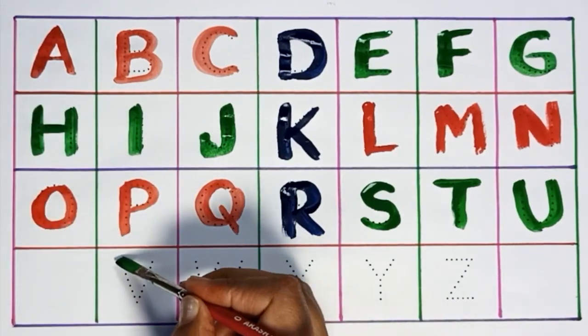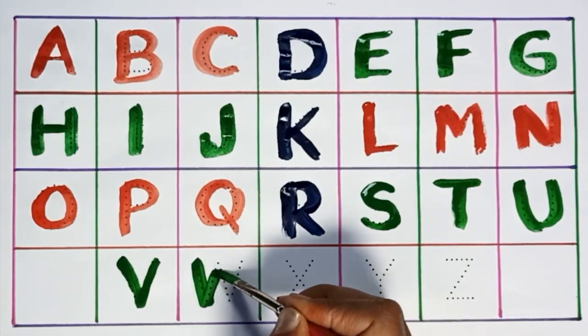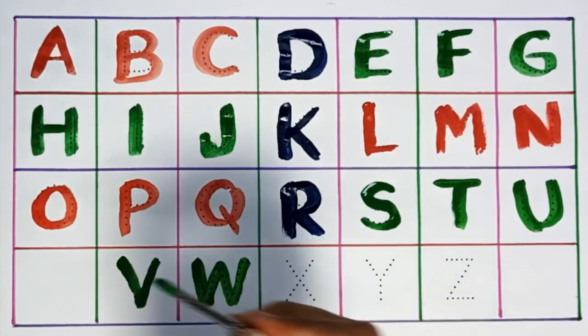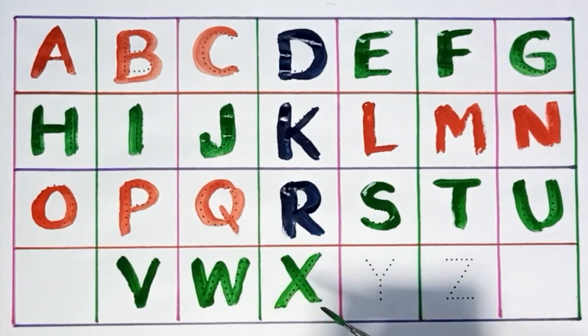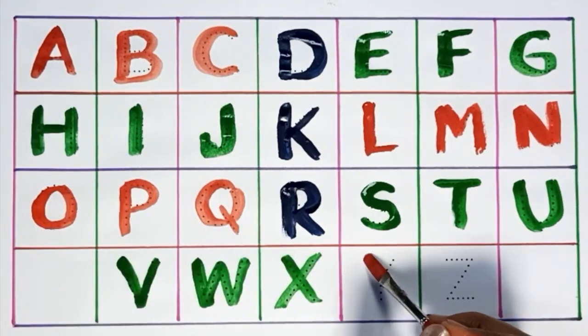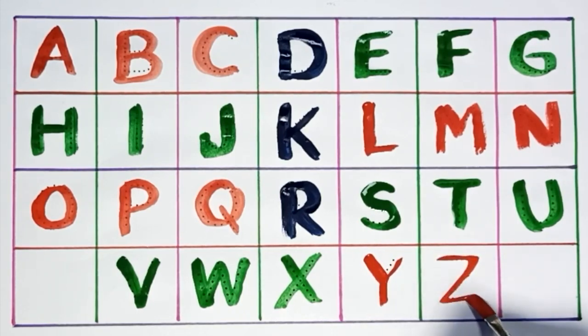V, V for van. W, W for watch. X, X for xylophone. Y, Y for yak. Z, Z for zebra. Thank you.